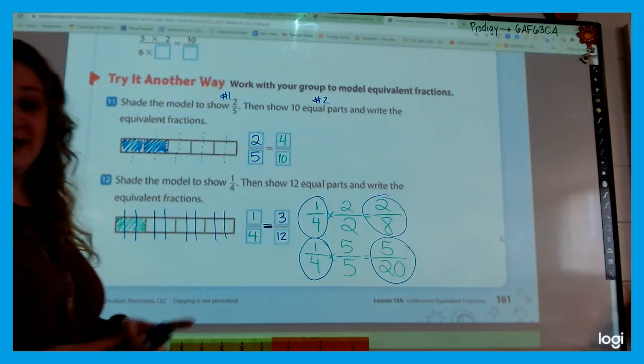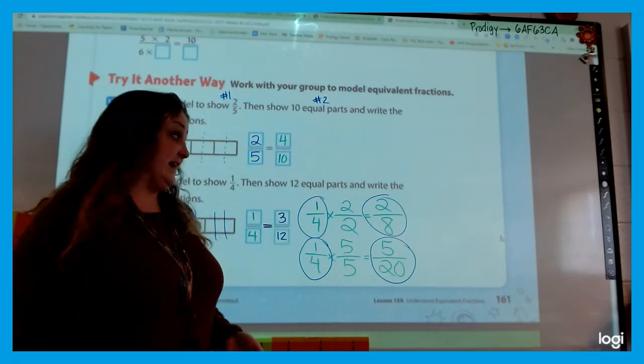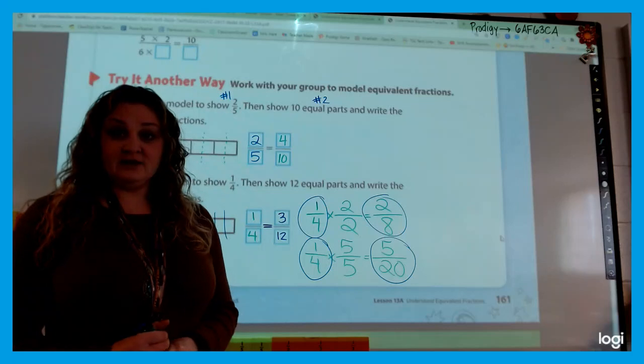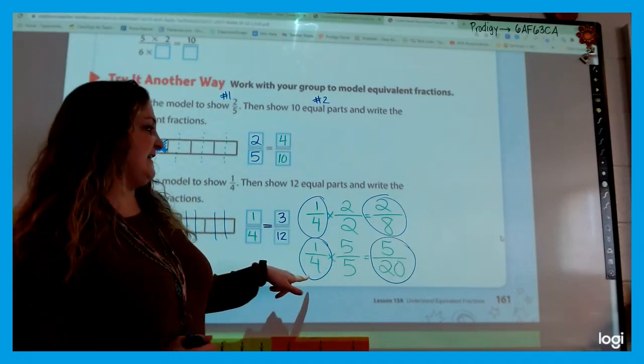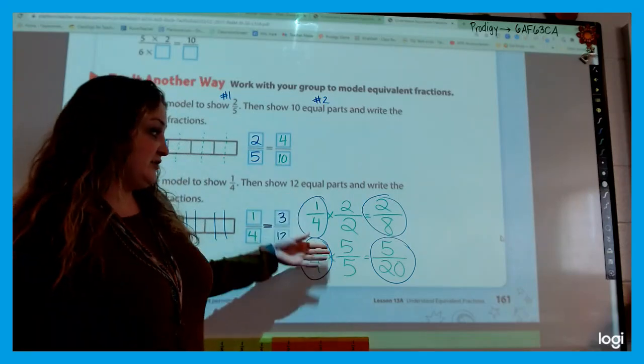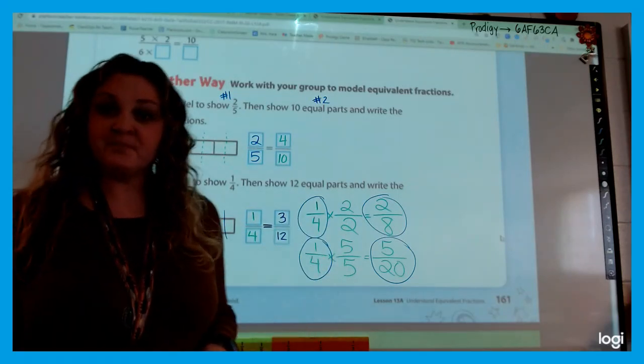So I'm telling you guys, you can literally pick any number in the world other than 1 and get as many equivalent fractions as you want, okay? So you can keep going. If I said find 5 different equivalent fractions for 1/4, you would want to do this 5 different times, each time using different numbers, right?